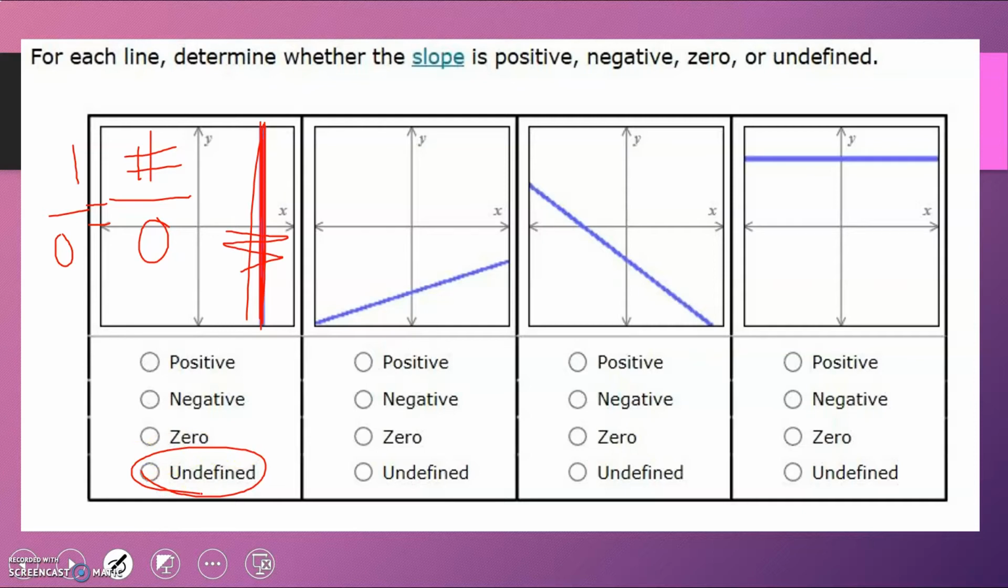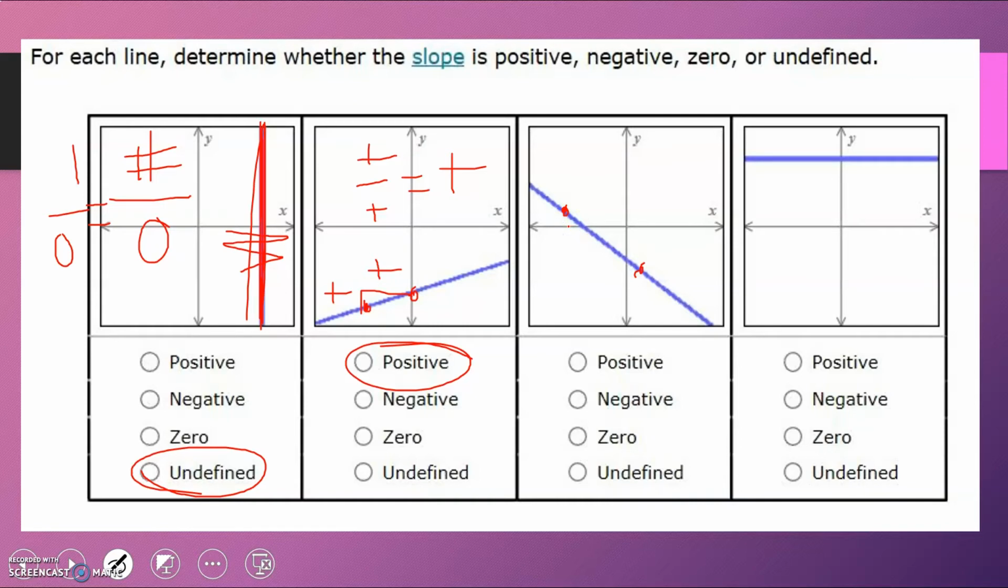All right, for this graph, let's say that we have a point here and a point here. We're going up and to the right. That is a positive number. That's a positive number. Positive divided by a positive is always going to give you a positive, so this is indeed a positive slope.